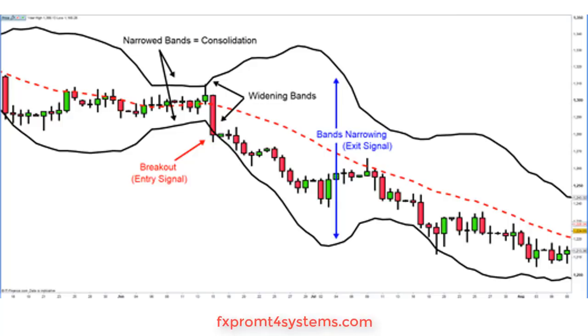Bollinger Bands are not generally considered to provide target levels for trades, although exit signals are sometimes considered when the bands stop widening or start to narrow once again. The described Bollinger breakout strategy is often referred to as the Bollinger squeeze, as the bands, in their narrowed form, look to squeeze the price before a breakout transpires.